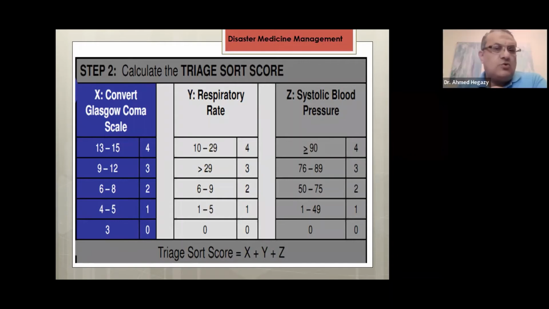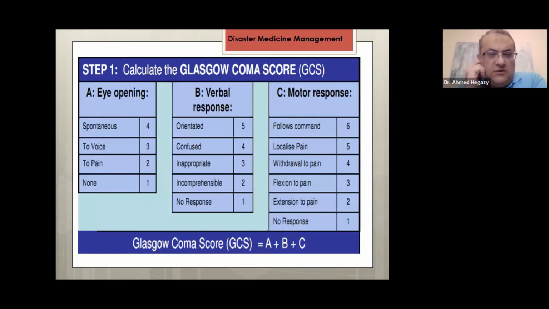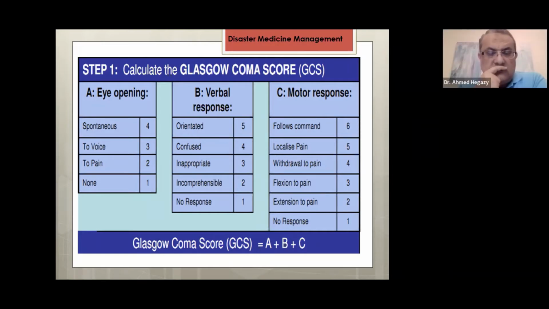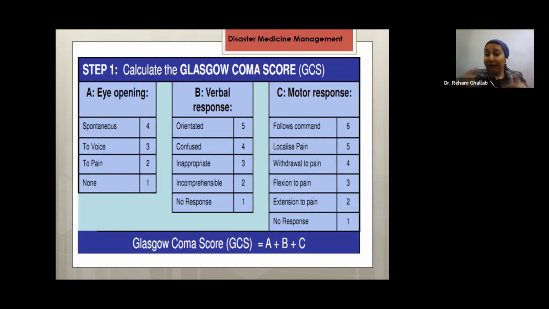Next one. Dr. Rihem, may I have a question here? If we go to the previous slide, how can we deal with pain responses like withdrawal, flexion, or extension practically? If we apply pain, the patient can flex the arm. If he can't localize, we see an extension movement to the pain. By experience, when I am in the ER, I don't do all this exercise.